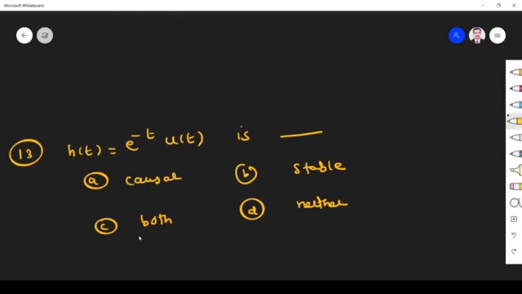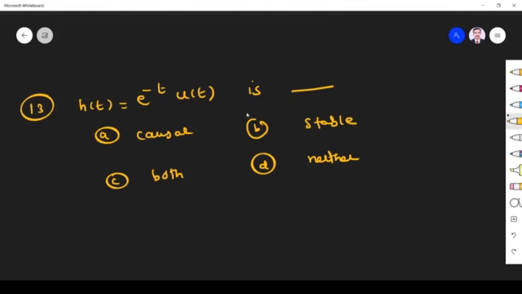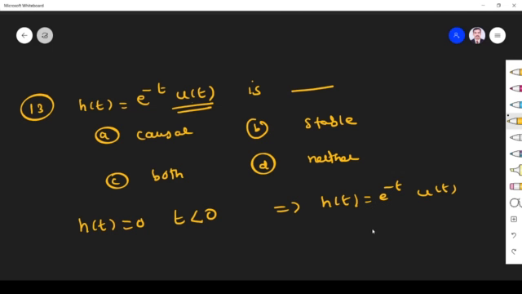Next question. h of t equals e power minus t u of t is causal, stable, both or neither. So what is the condition for causality? h of t should be 0 for t less than 0. Yes, this is a function of u of t. u of t exists for only positive values of t. This implies h of t is 0 for t less than 0. Therefore, it is causal.